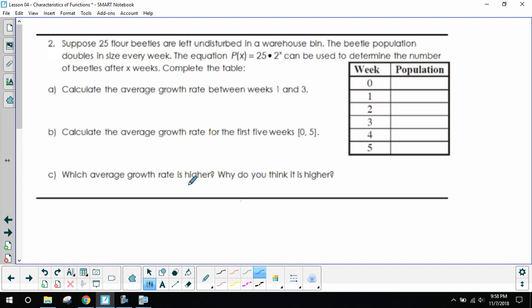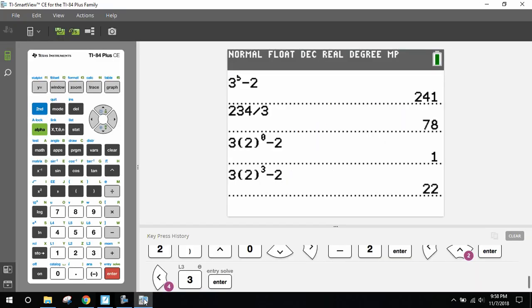It's called respect. Suppose 25 flower beetles are left undisturbed in a warehouse bin. The beetle population doubles in size every week. The equation P of x equals 25 times 2 raised to the x can be used to determine the number of beetles after x weeks. Complete the table. Guys, I'm plugging this into my graphing calculator so I can fill out this chart.